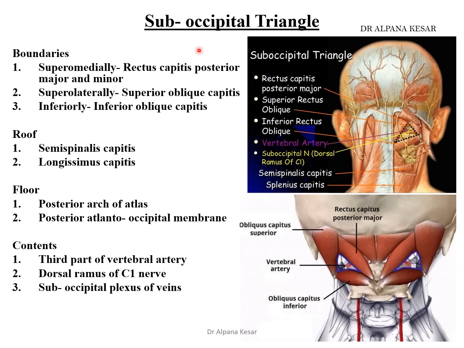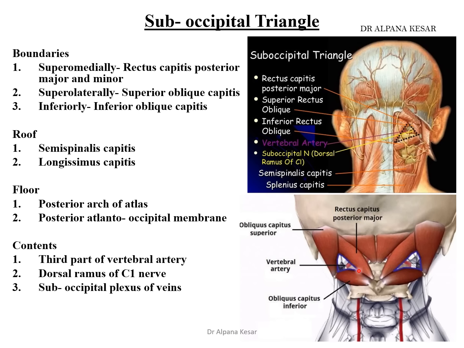Suboccipital triangle. This is the suboccipital triangle. In this visual, this is the suboccipital triangle, which is bounded supromedially by rectus capitis posterior major and minor. Supralaterally, it is bounded by superior oblique capitis, inferiorly by inferior oblique capitis. The roof of the triangle is formed by semispinalis capitis and longus capitis muscle. The floor is formed by the posterior arch of atlas and the posterior atlanto-occipital membrane.